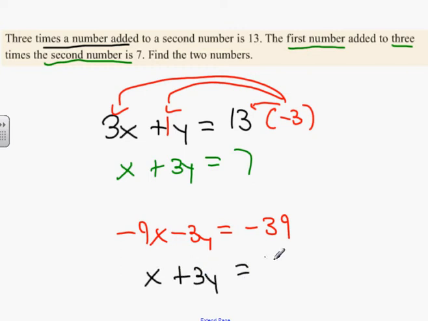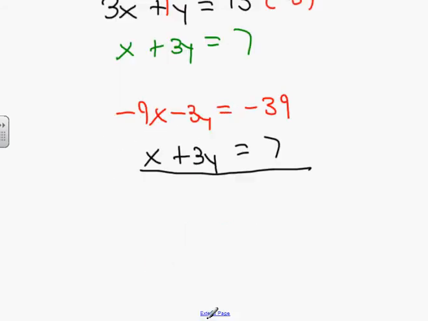Now what do you do next, Paul? So that's 9x equals... not 9x, no. Minus 9x. Minus 9x plus 1x? Minus 8x. Minus 8x, perfect. The y's? Minus 39 plus 7? Minus 39 plus 7, Barry? Minus 32.